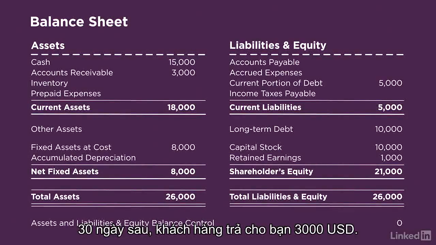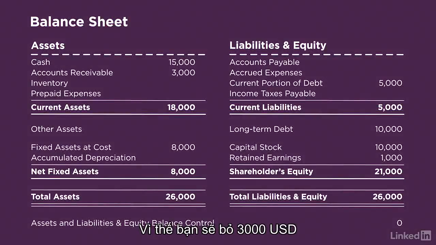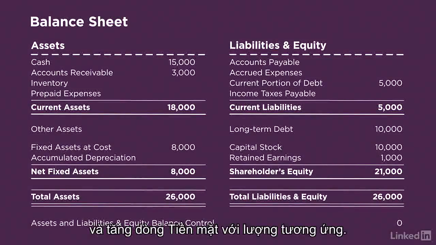30 days later, the customer pays the $3,000 bill. So you can take out $3,000 from the accounts receivable category and increase the cash category by the same amount.